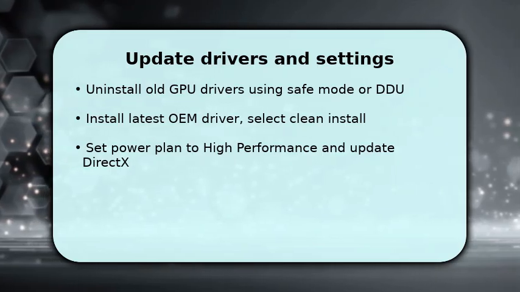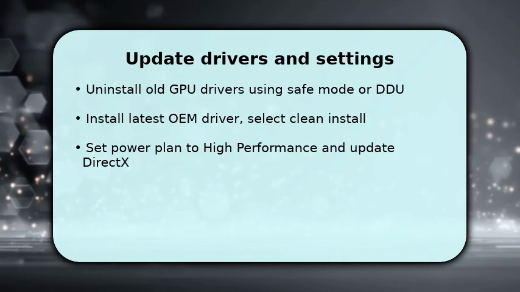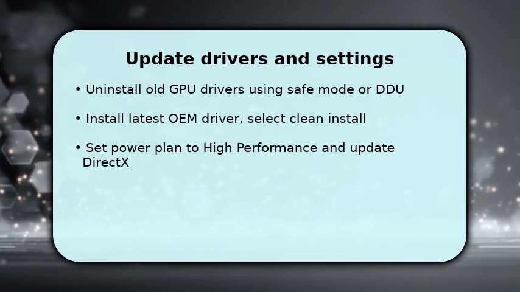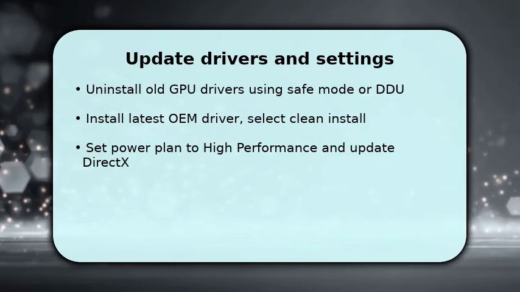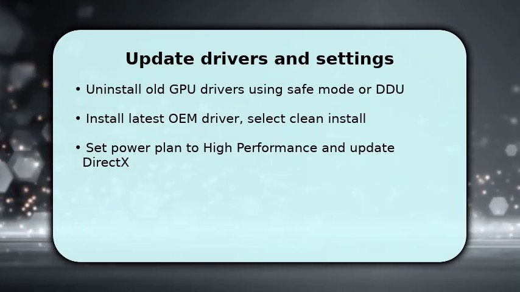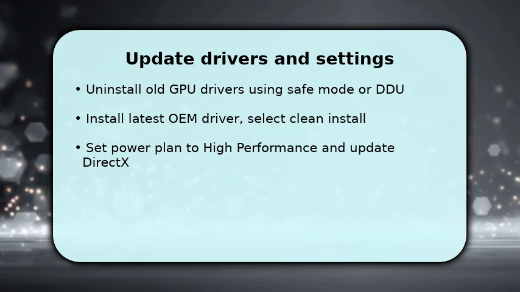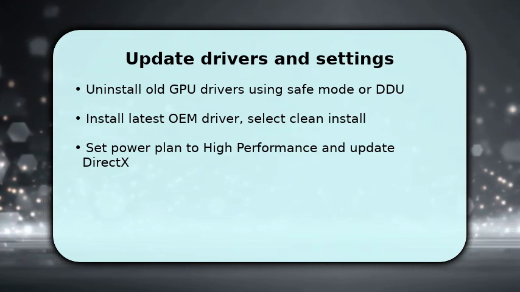Next, set Windows power plan to high performance, confirm GPU is selected for Roblox in graphics settings, and update DirectX runtime. Once these changes are applied, restart and test Roblox. If it still fails, note error messages for the next step.